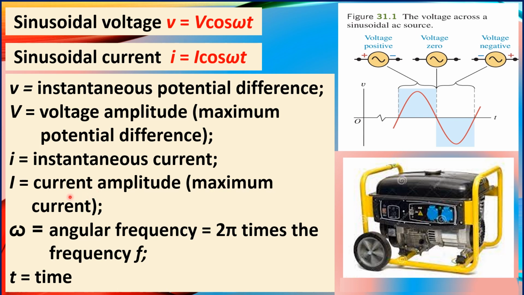Capital I, of course, refers to the current amplitude, which is the maximum value of the current. Omega refers to the angular frequency of the oscillation, which, as we know, is equal to 2 pi times the frequency f. And finally, the small letter t refers to the time or the instant, for example, if you're looking for the current at any given time or instant.